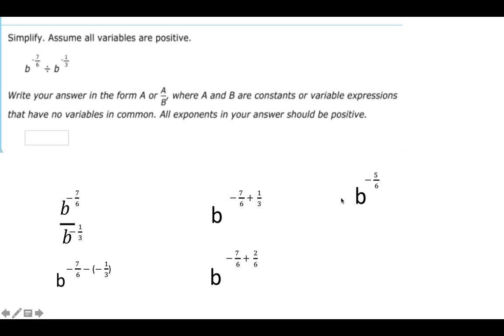So in order to rewrite this using a positive exponent, I'm going to rewrite this in my denominator position with a 1 as my numerator. And my exponent becomes positive. So this is my finalized answer. My exponent is fully simplified. That's going to go right here.